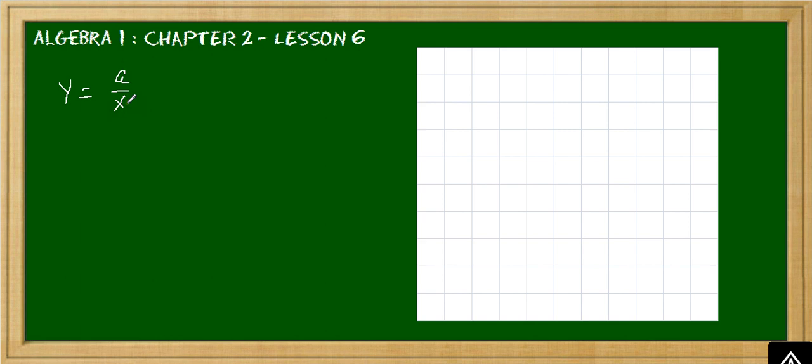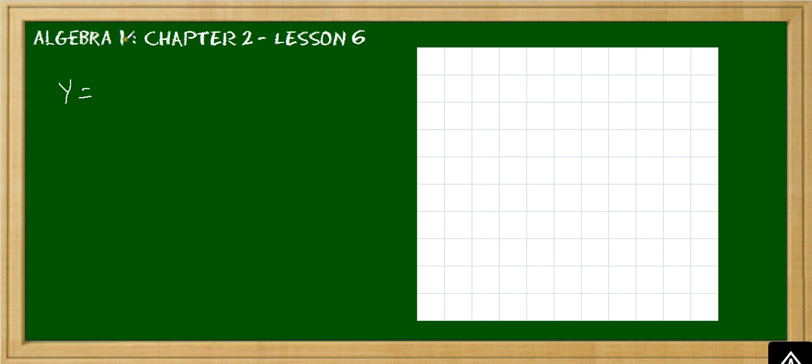So we're told right now that the shape and the position of the curve is determined by that. So we're going to take a look at three different inverse functions, and we're going to see that the a value, or that constant of variation, is going to change.